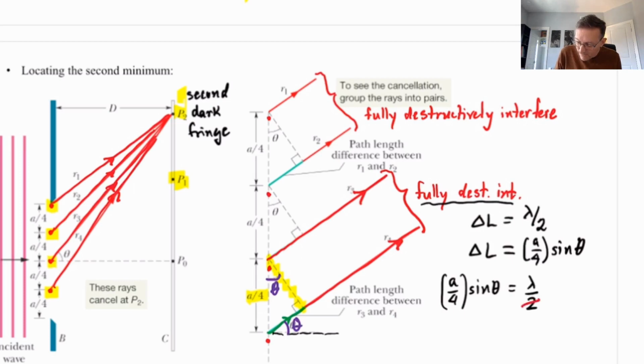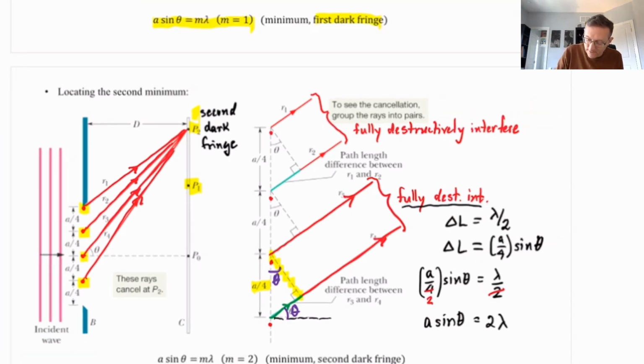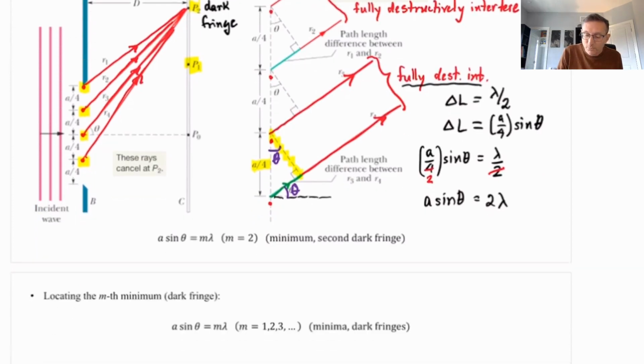And I can get some cancellation. I'm left with a 2 there, and I multiply both sides by 2, and I get A sine theta must equal 2 lambda. And that leads me to the condition to find the second dark fringe, which I've written here. A sine theta must equal m lambda, where m equals 2. And that will give us the second dark fringe.